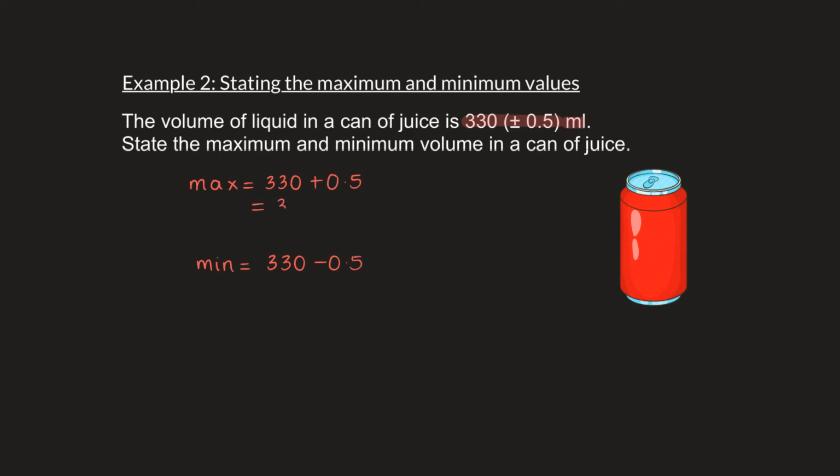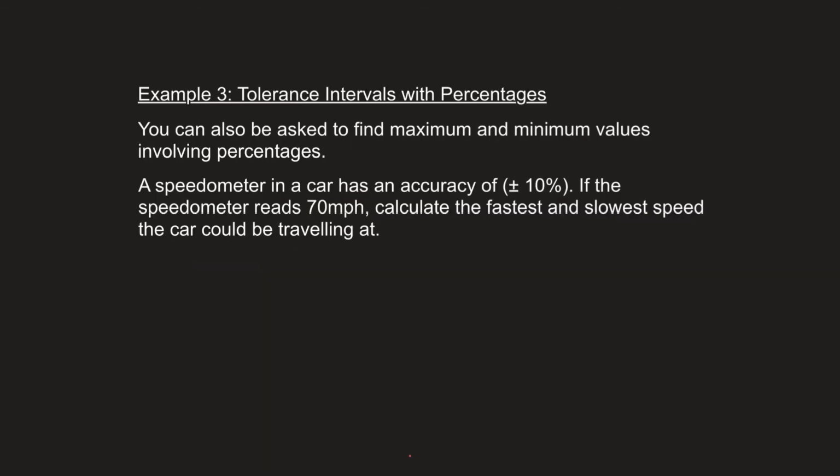We know that this will be 330.5 millilitres. And for this one, we're essentially doing 330 take away a half. So it'll be 329.5 millilitres. So that means that even though it says on the can that it's 330 millilitres, if their tolerance level is plus or minus 0.5 mils, there could be anything between 329.5 millilitres and 330.5 millilitres.